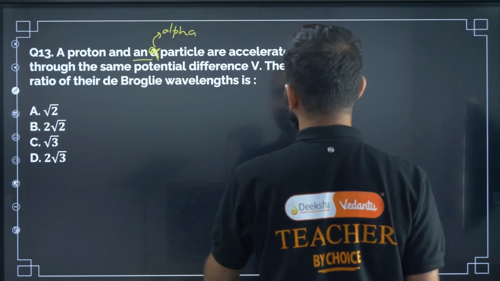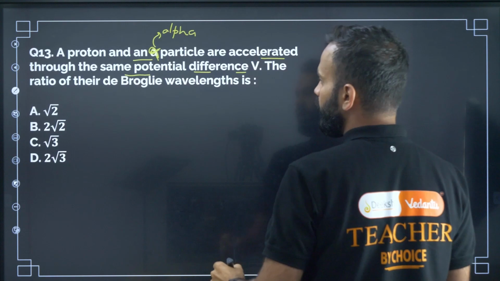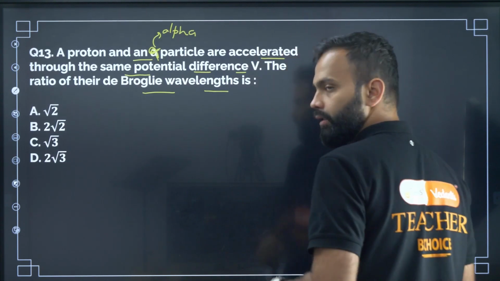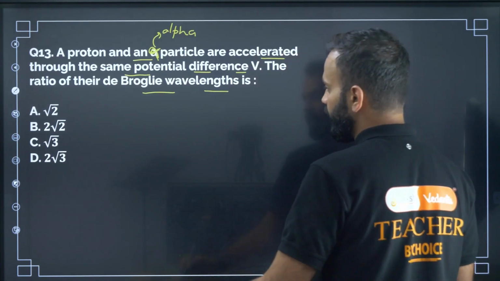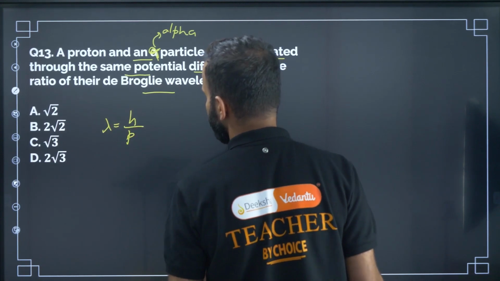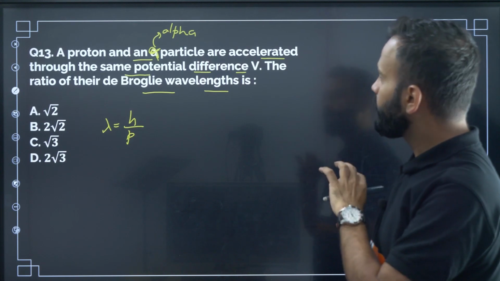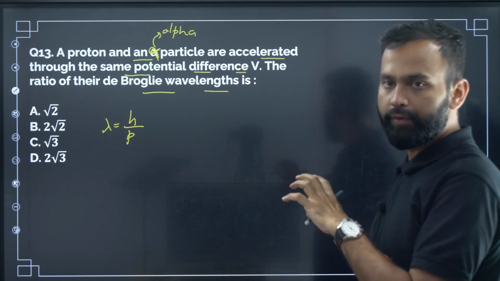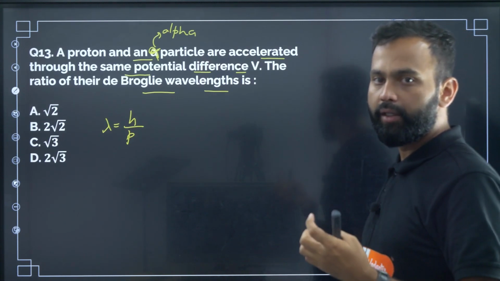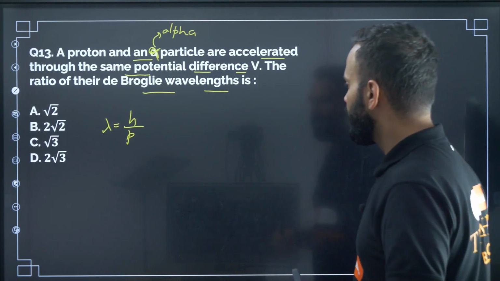A proton and an alpha particle are accelerated through the same potential difference V. The ratio of their de Broglie wavelengths is... Okay, so de Broglie wavelength lambda equal to h divided by p, right? So a proton and an alpha particle accelerated through the same potential difference. When a proton or alpha particle is accelerated through a potential difference, what happens? It gains kinetic energy, right?